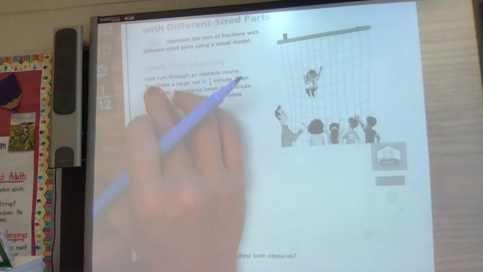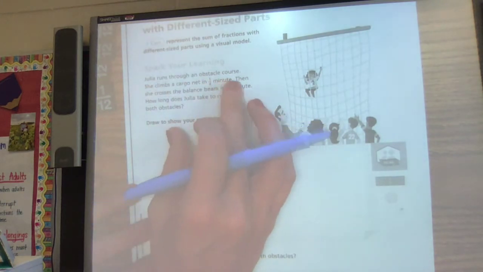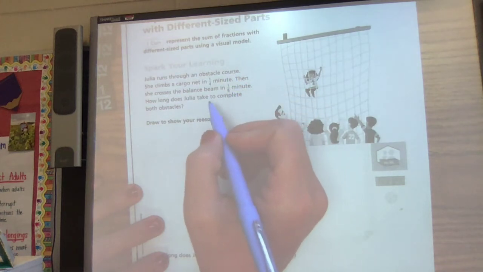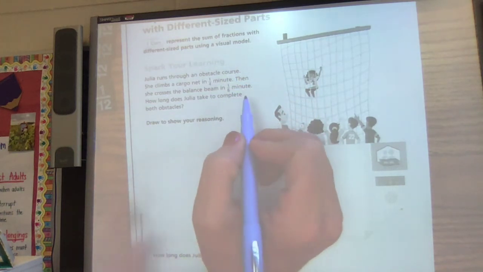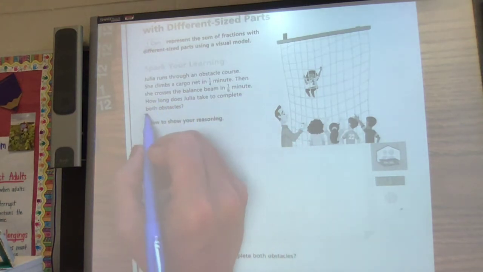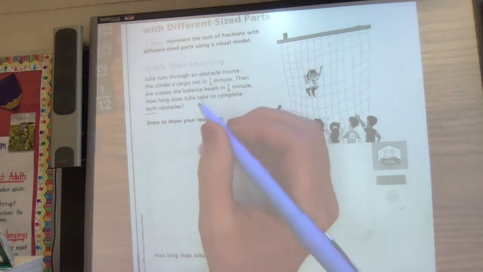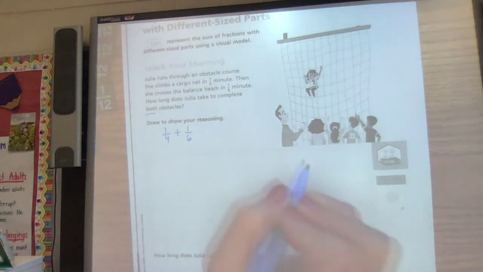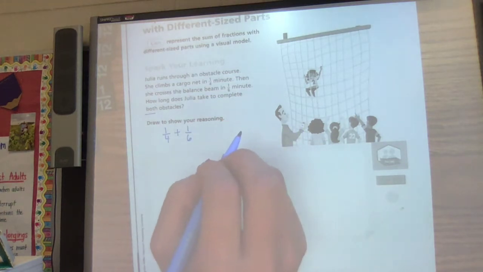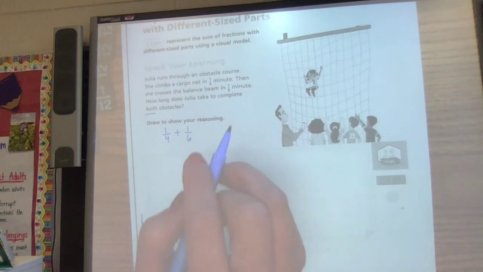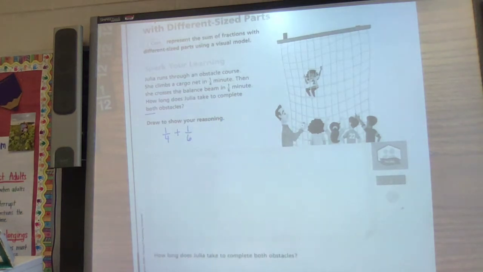So the first problem says Julia runs through an obstacle course. She climbs a cargo net in 1/4 of a minute. Then she crosses the balance beam in 1/6 of a minute. How long does Julia take to complete both obstacles? So it takes her 1/4 of a minute and 1/6 of a minute to complete both of those. For each of those, we want to know what it is for both of those. Okay, so let's represent that.